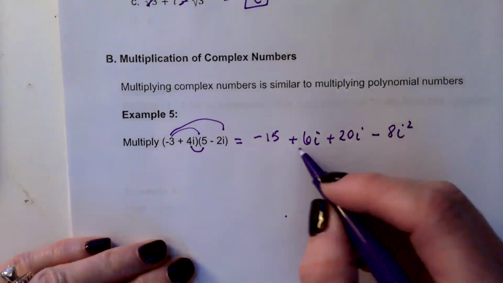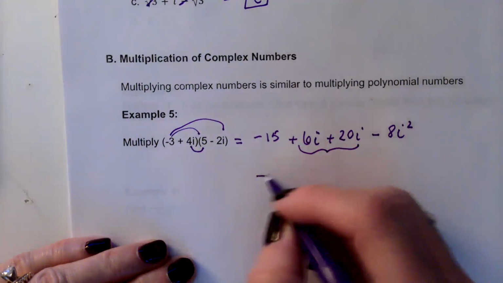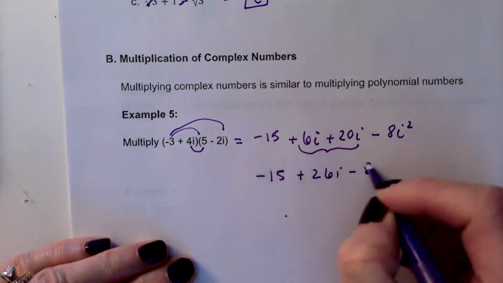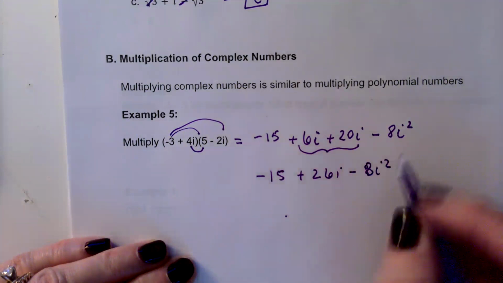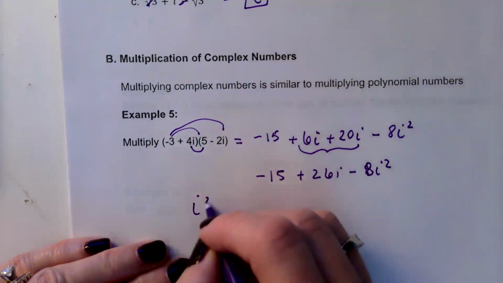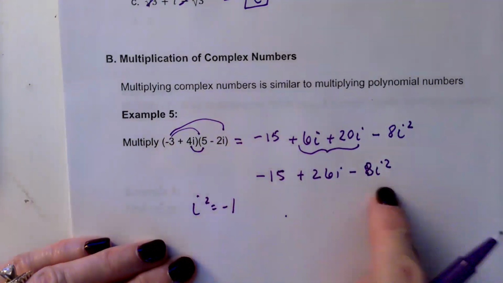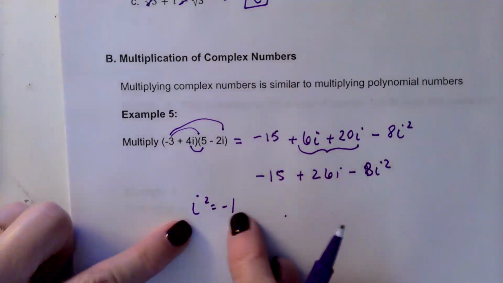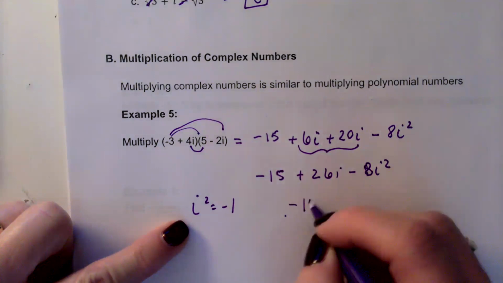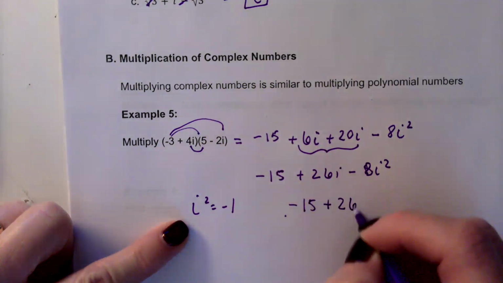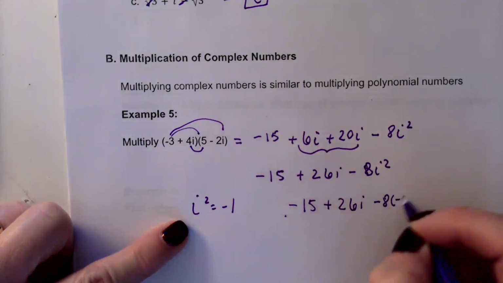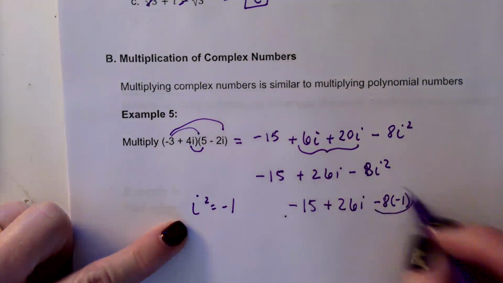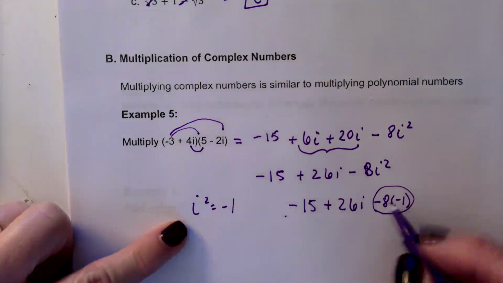Then, of course, we can combine our like terms in the middle. So we have -15 plus 26i minus 8i squared. But if we recall, i squared equals -1. So we'll never end up with an i squared when we simplify, because i squared becomes -1. So we have -15 plus 26i minus 8 times -1 when we replace the i squared. So this term becomes a part of the real number.